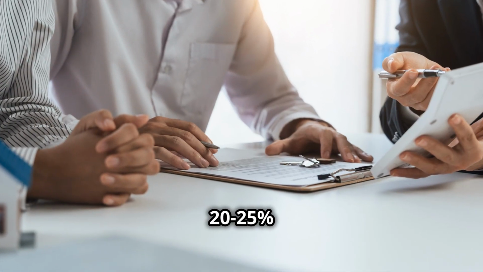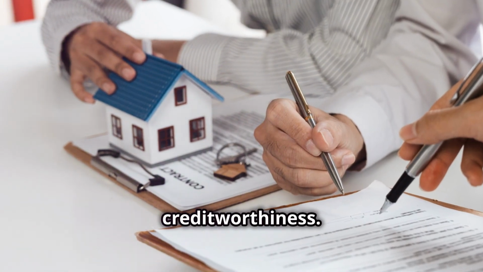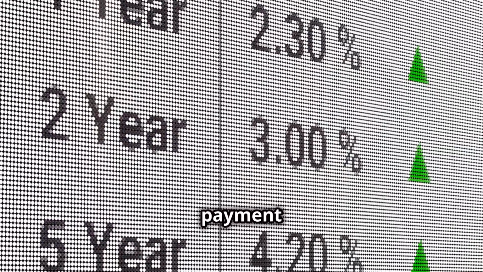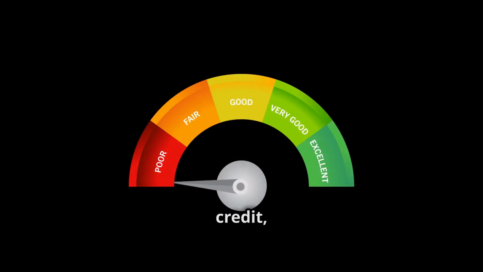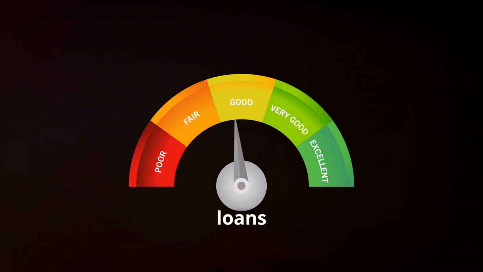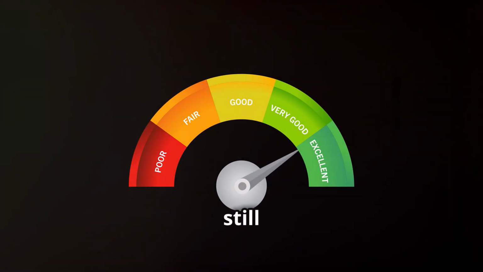Typically, you'll need 20 to 25% down, but it could be more depending on the property and your creditworthiness. A higher down payment can sometimes get you better terms like lower interest rates. Speaking of credit, while DSCR loans rely less on your personal income, a good credit score still matters.